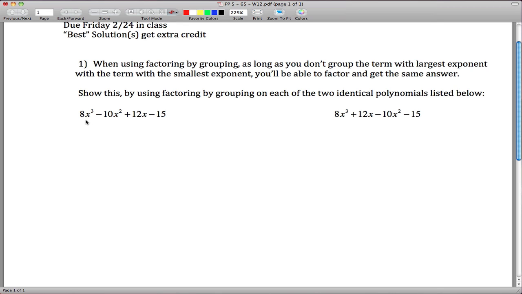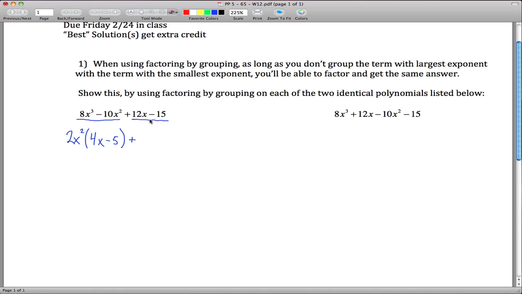So over here, what we do is we focus on these two terms as one group and these two terms as the other group. The greatest common factor between 8 and 10 is 2. So we can take out a 2, but they both have x squared in them also. So actually we'll pull out 2x squared. If you pull out 2x squared from this one, what you're left with is 4x. And if you pull out 2x squared from this one, you're left with just 5.